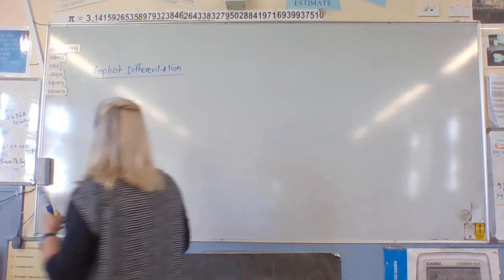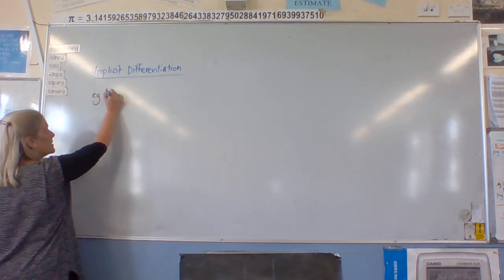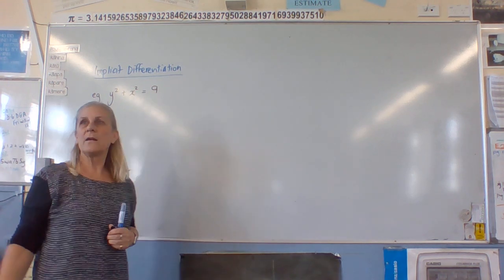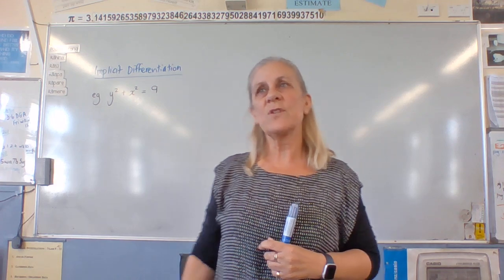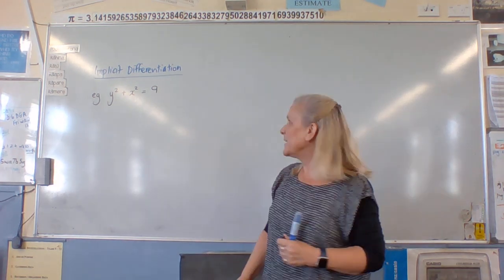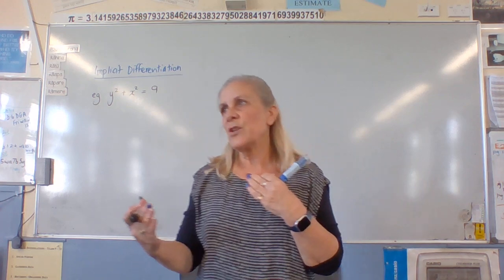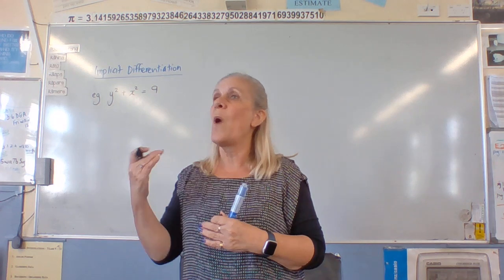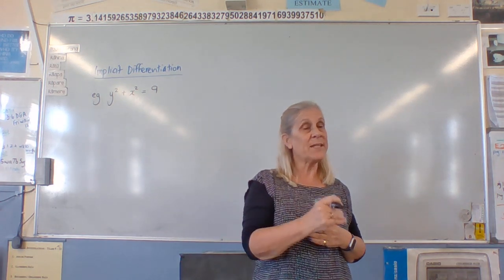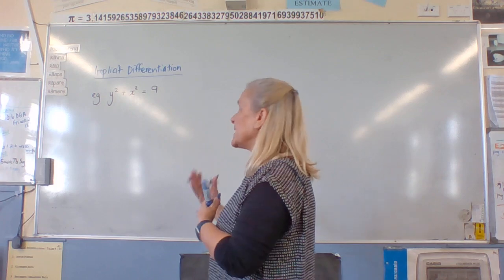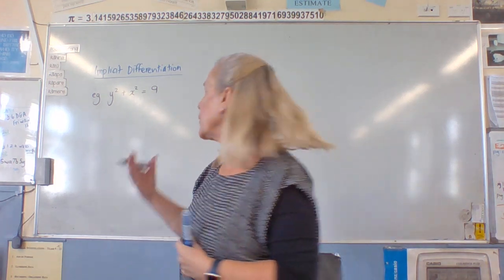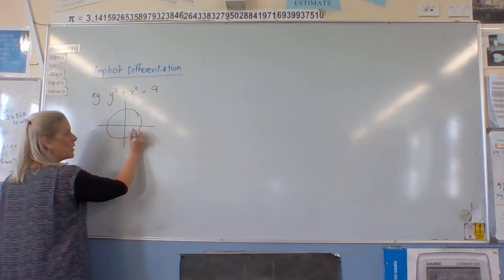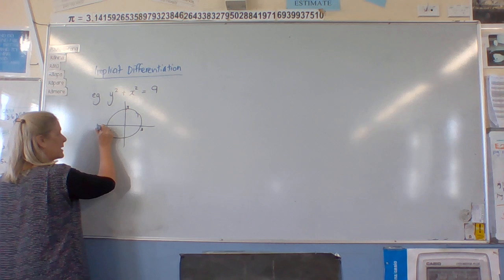Can anybody tell me what this looks like? Can anybody tell me what that looks like? It is a circle. Now, the problem with a circle and lots of other graphs is that they are not functions. To be a function, there's only ever one value of y associated with an x value. But it still is a graph. So this would be a graph with center 0, radius 3. All right?